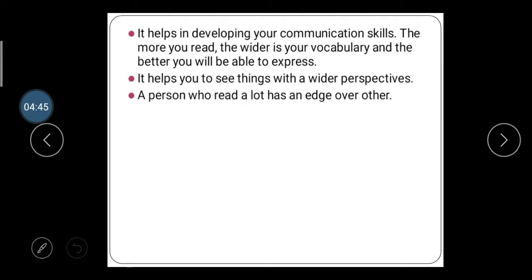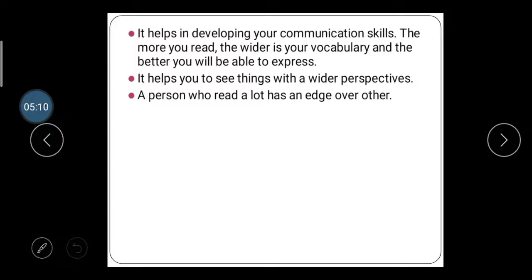It helps in developing your communication skills. The more you read, the wider is your vocabulary and the better you will be able to express. If you read higher, more knowledgeable books, then your vocabulary and grammar are also very good, and you can communicate without hesitation.